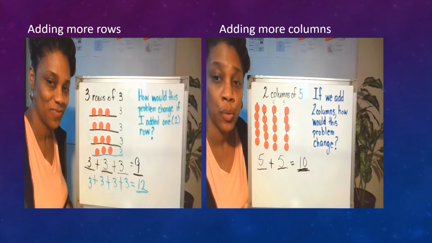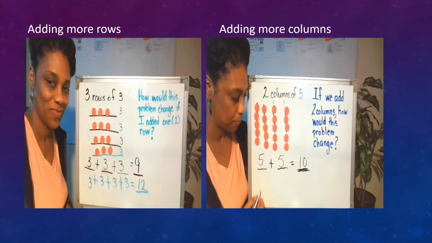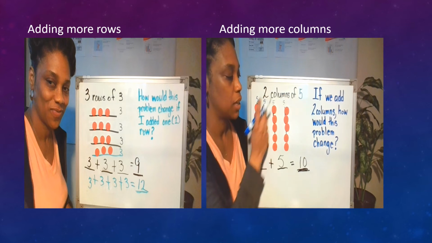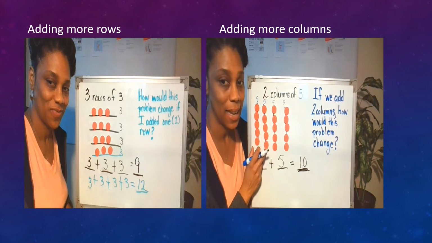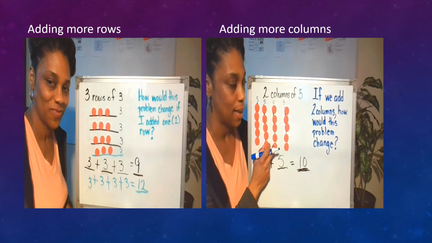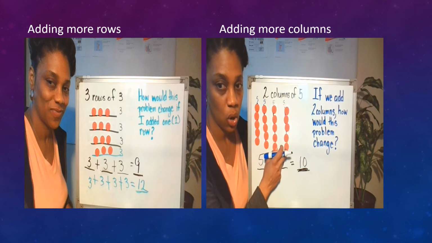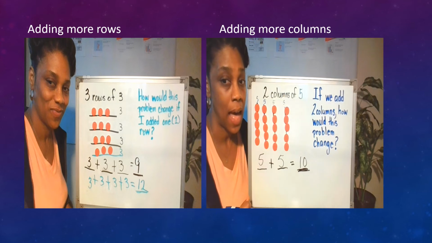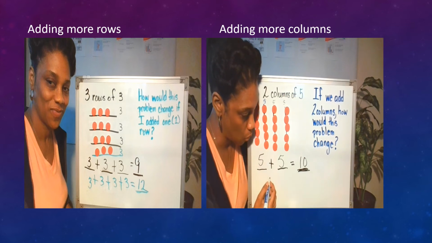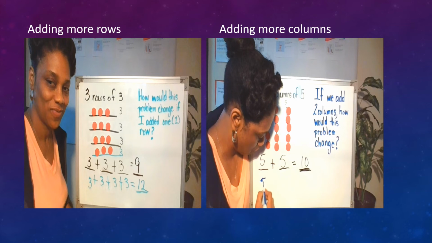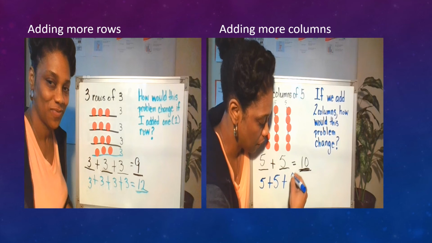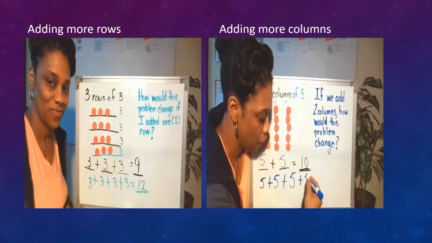So let's see how I would write this as a repeated addition sentence. Well, I have 5 here on this column, 5 here on this column. Those are the 2 columns that I added in. 5 on my existing column, 5 on the column that I started off with. So let's see, how many do I have? I have 1, 2, 3, 4. I have 4 5s that I'm going to add together. So my problem would be 5 plus 5 plus 5 plus 5.